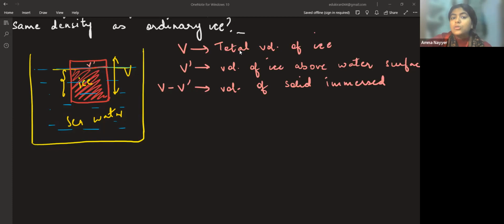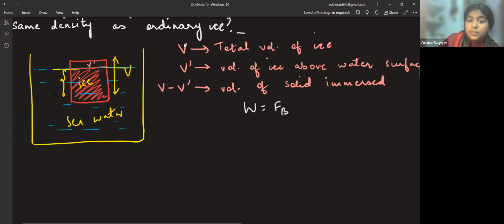Understood? You are asked to calculate the fraction of ice. So for fraction, you should know the amount that is present above and present below. Okay. So here, basically, you will say weight is being balanced. What is the weight? Weight is equal to the buoyant force. We will use the fact that weight is equal to buoyant force according to Archimedes principle.